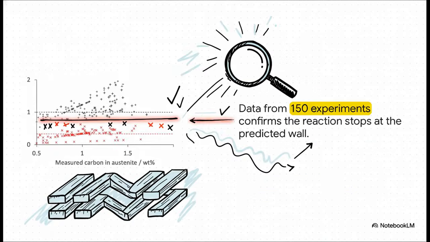And boom, here it is. This is the smoking gun. This chart brings together data from over 150 different experiments. The vertical axis is a ratio. It's the measured carbon level where the reaction stopped, divided by what the theory predicts it should be. A ratio of 1 means a perfect match.